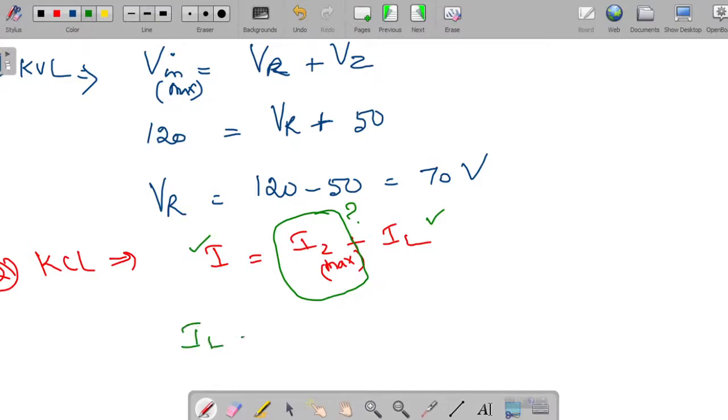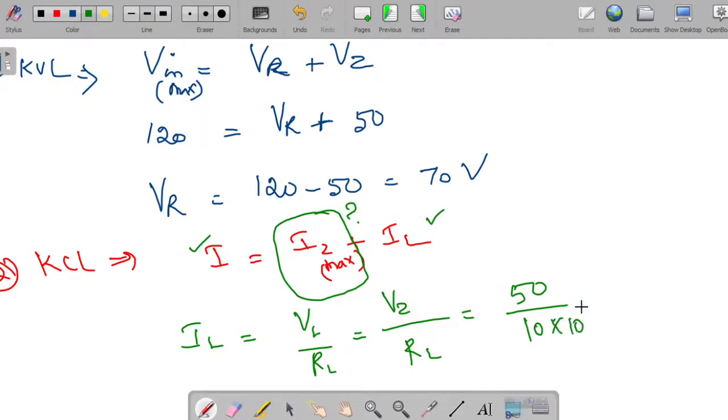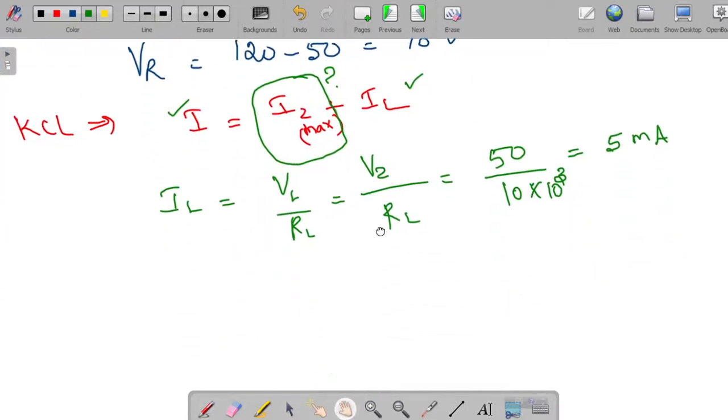So how to calculate this IL? IL is V by R, right? So VL by RL. VL is nothing but VZ, we know that it is the voltage across the Zener diode, divided by RL. What values are given here? VZ is 50 volt, and the RL value is given as 10 kilo ohm. Kilo ohm means 10 into 10 power 3. So it is equal to 5 milliamps. Like that again we are getting.